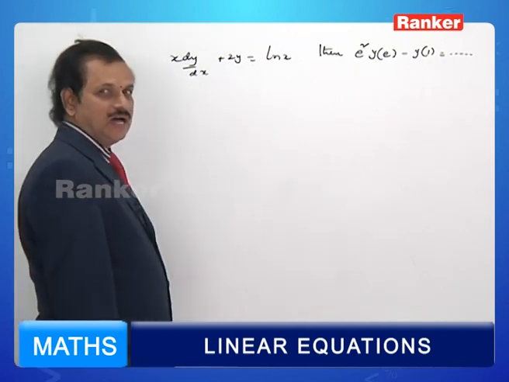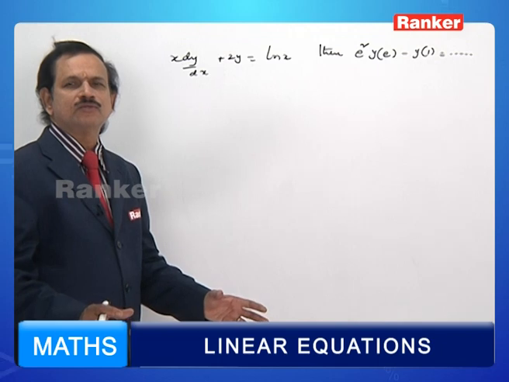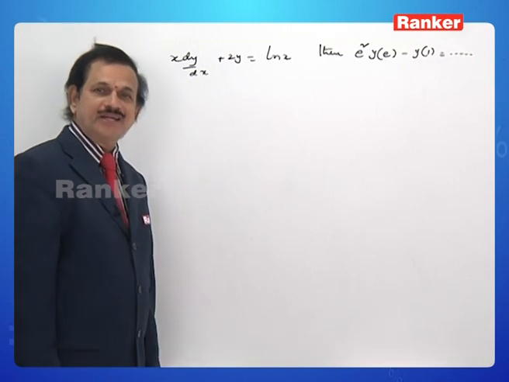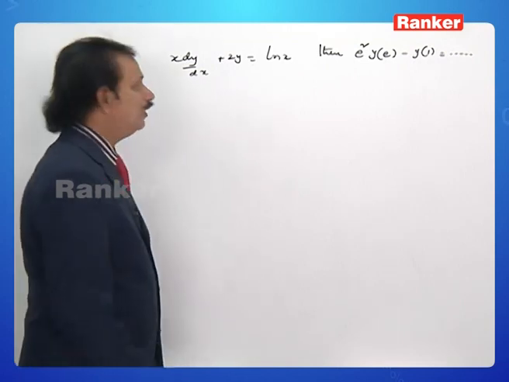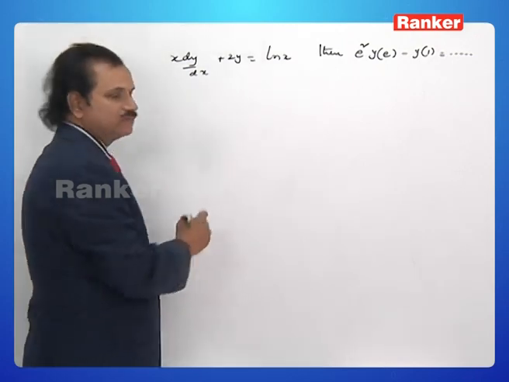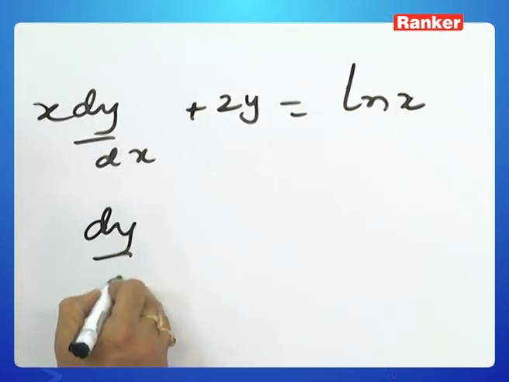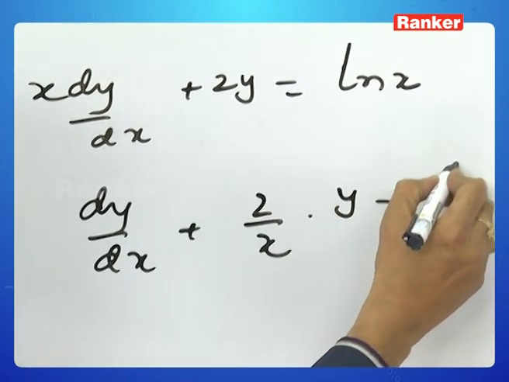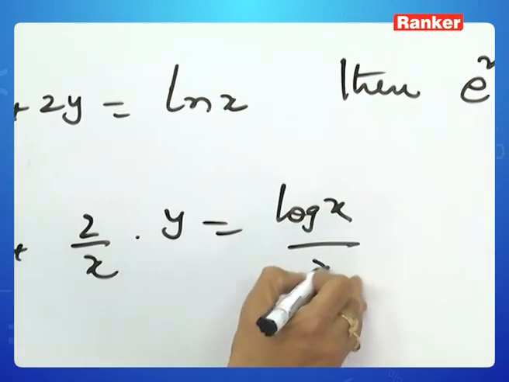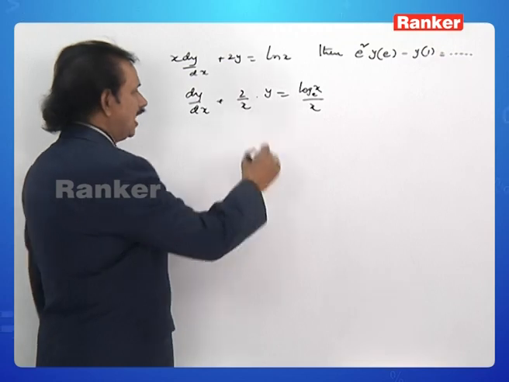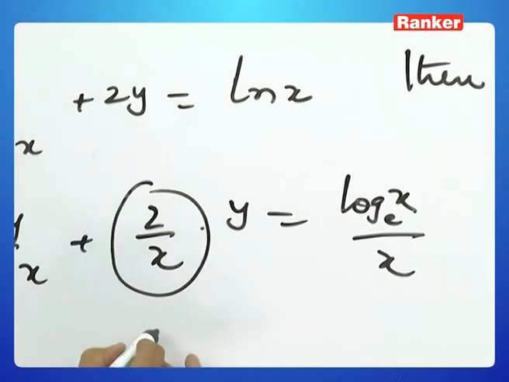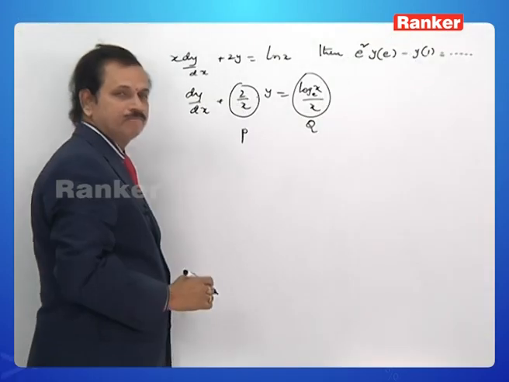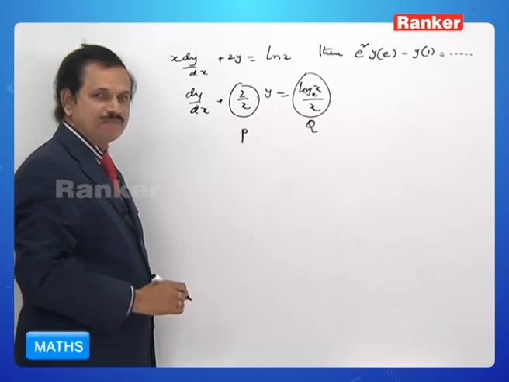So we are confined to the plan that this is supposed to be obtained in the form linear in y. Divide throughout the equation by x. What happens? Dy by dx plus 2 by x into y is equal to log x by x to the base e. Fantastic. This is absolutely in the linear form. This we have for P and this we have for Q. Let us not waste time. Let us apply the first step.